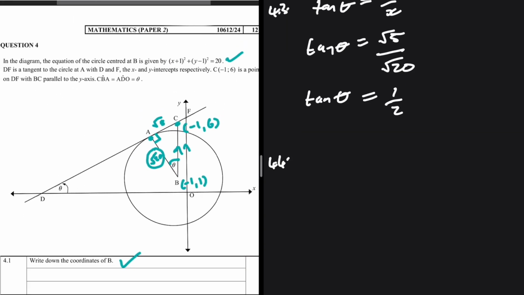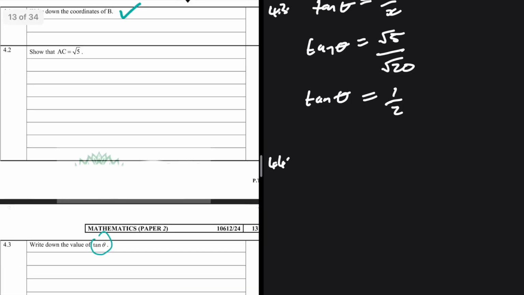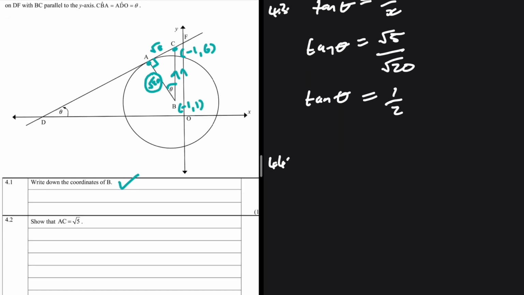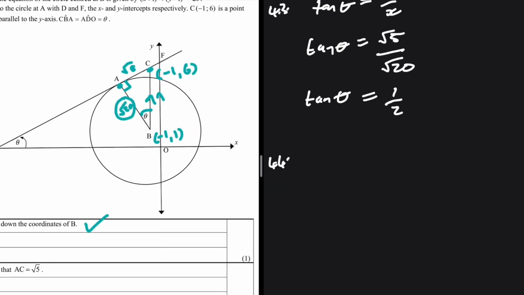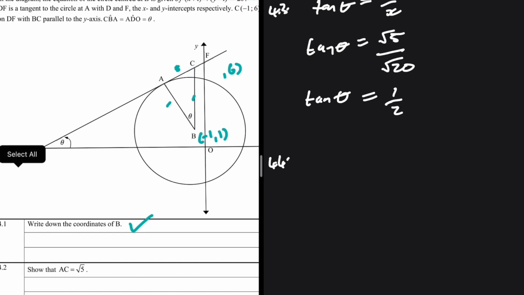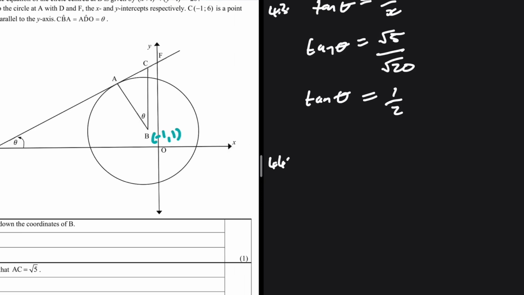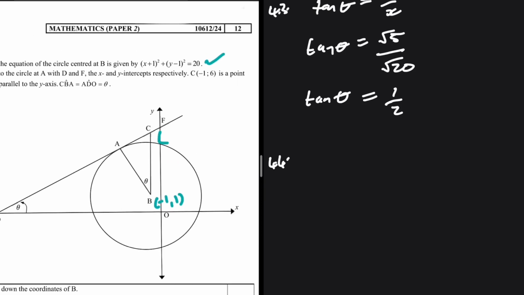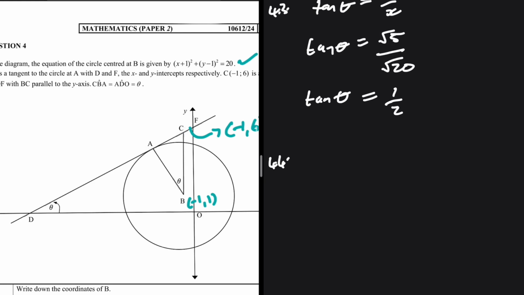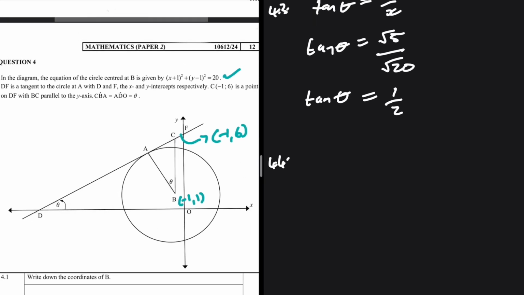Is there anything we can use from the previous equation to find the equation of AB? Let me erase some of these things for the sake of clarity and only draw the things that are relevant. So we have the coordinates of B, we have the coordinates of C. C is minus 1 and 6. Do we have the coordinates of D?